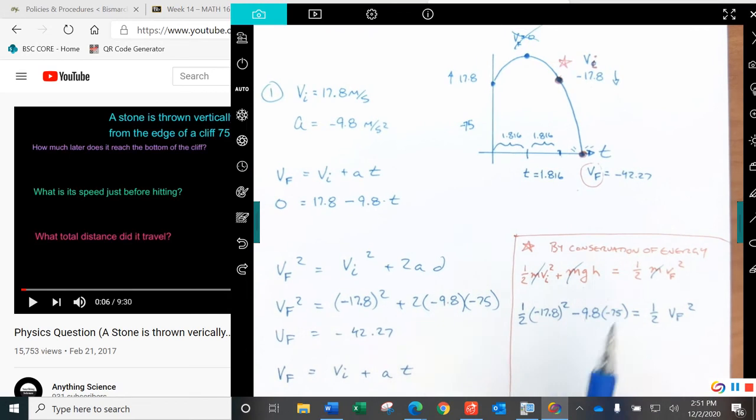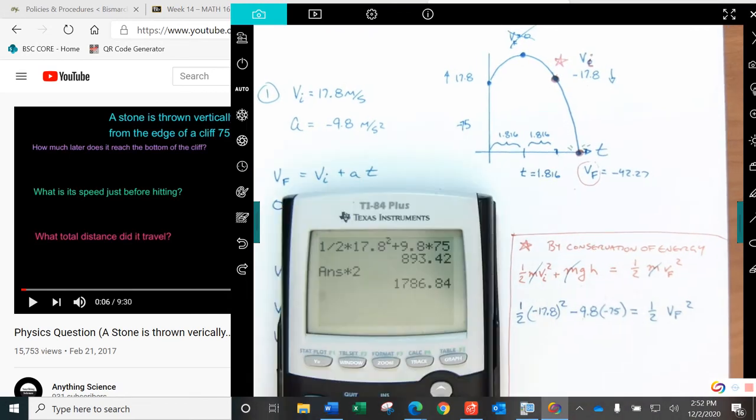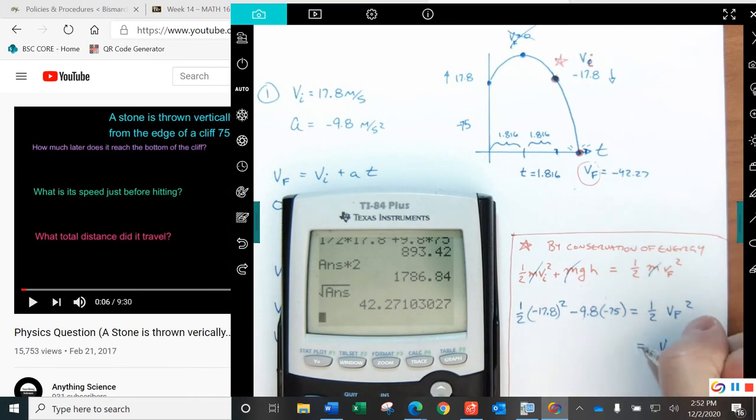We just solved this a different way by using the conservation of energy. We'll take the square root. Now the final velocity will equal the same 42.27, or we called it 42.3 meters per second. It is on its way down, so I should be careful to talk about the velocity. If I want to talk about the speed, I'll just take the absolute value of it.